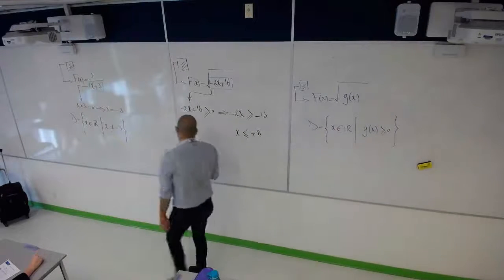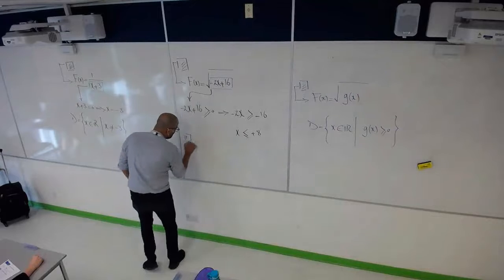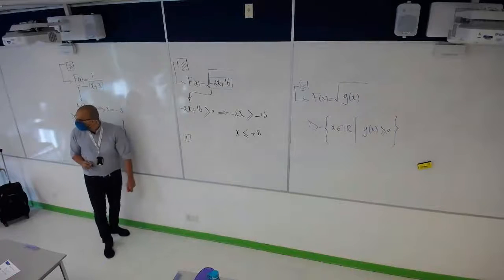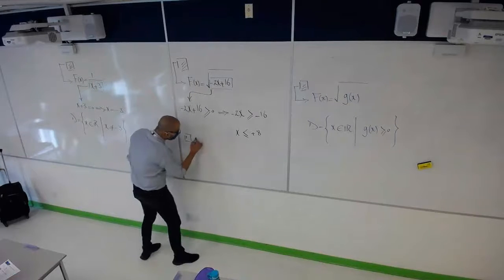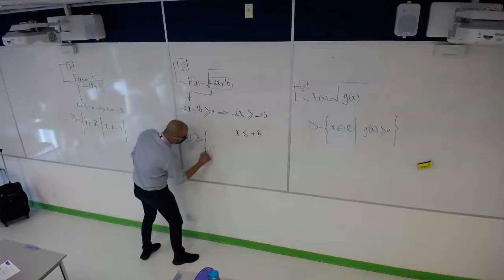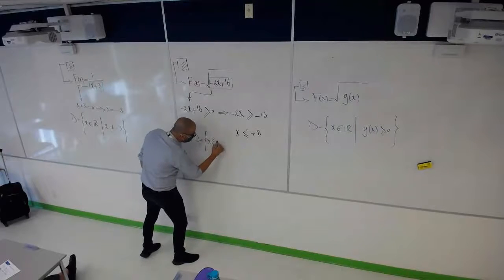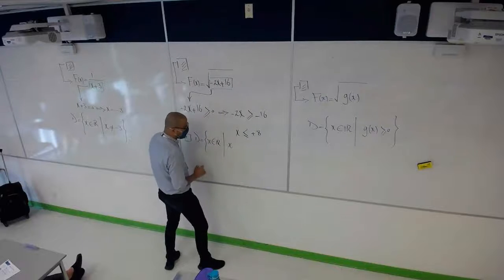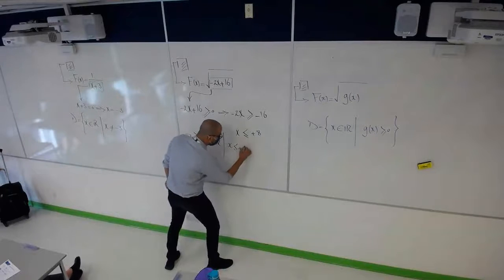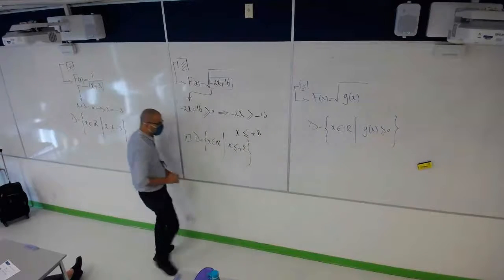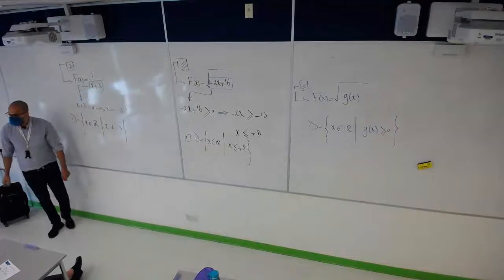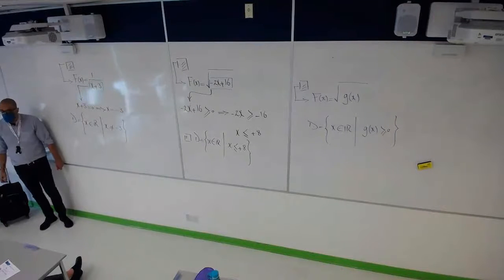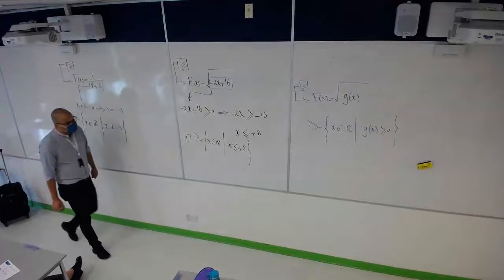We have two options. The first option to show the domain is this: I say the domain is the set of x, which are all real numbers, however, x has to be less than or equal to 8. That's the first method I can use to write the domain.